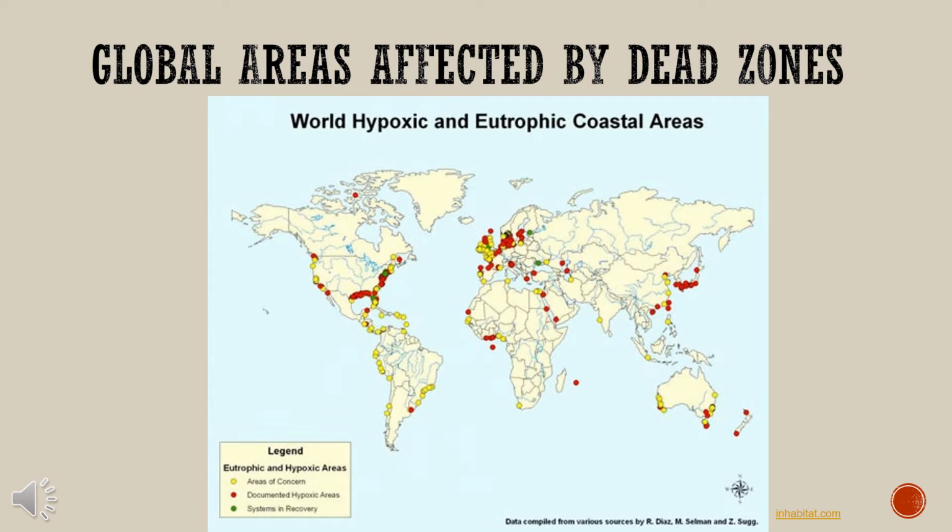This illustration shows on a global scale the areas around the world that are affected by hypoxic zones. In red are documented hypoxic areas, and the yellow dots are areas of concern.